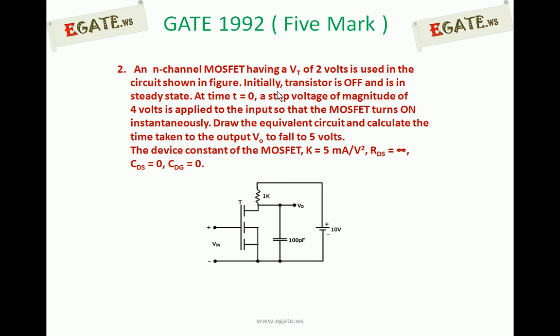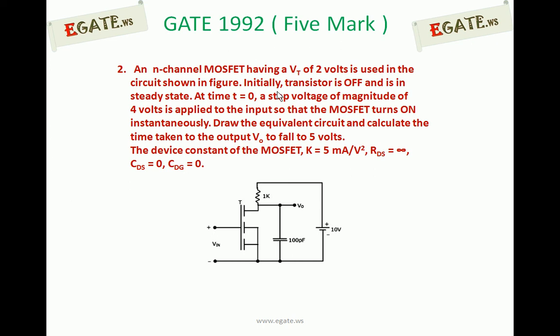Initially the transistor is off and is in steady state. At time t equal to 0, a step voltage of 4 volts magnitude is applied to the input so that the MOSFET turns on instantaneously. Draw the equivalent circuit and calculate the time taken for the output voltage V0 to fall to 5 volts.